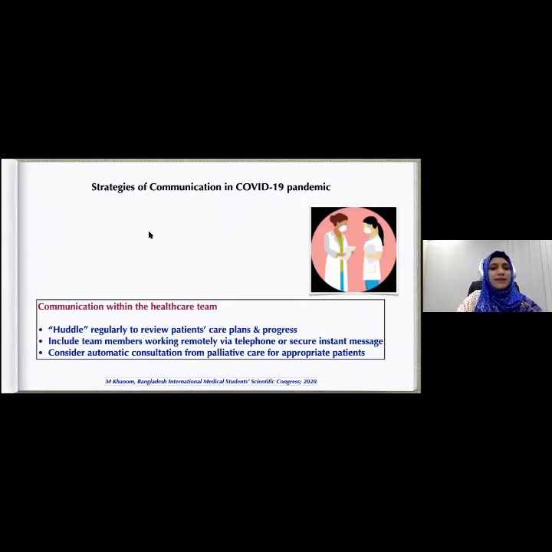Communication within the healthcare team. Huddle regularly to review patients' care plans and progress. Include the team members working remotely via telephone or secure instant message. Consider automatic consultation from palliative care for appropriate patients whenever necessary.